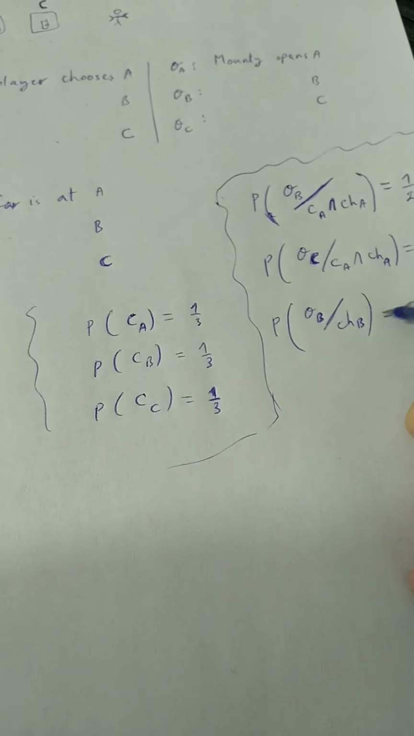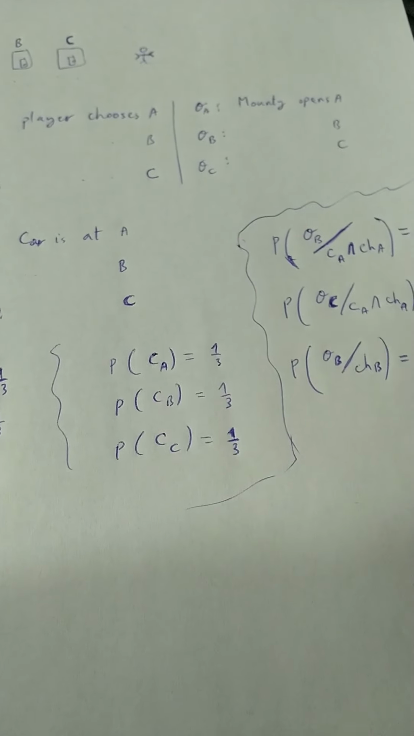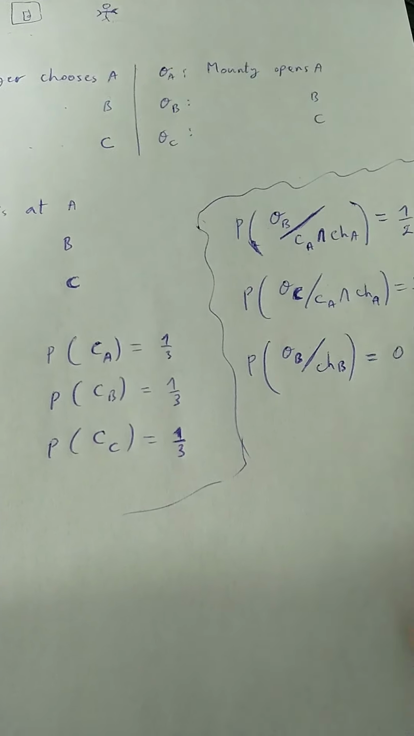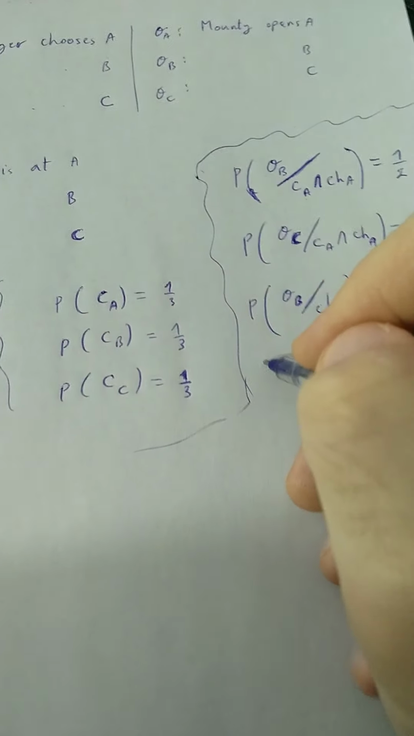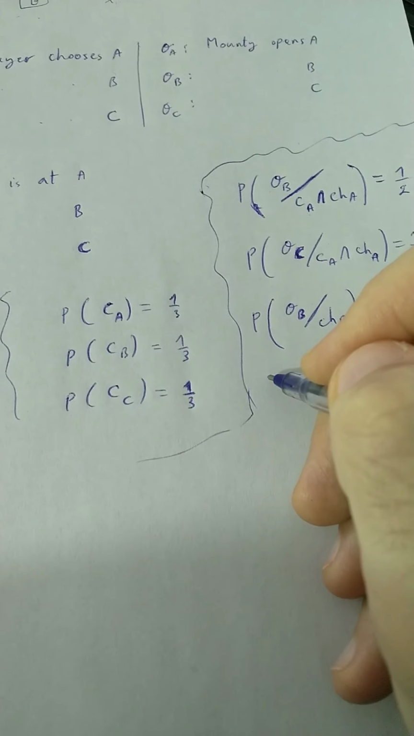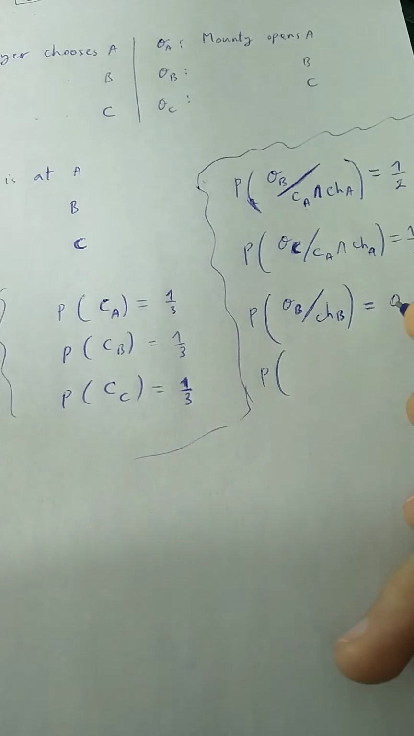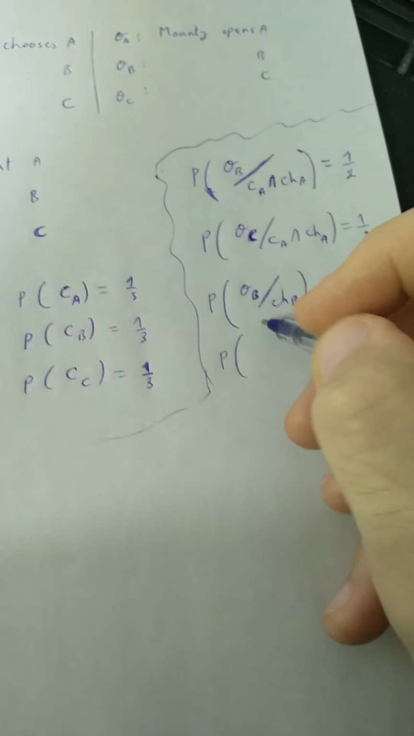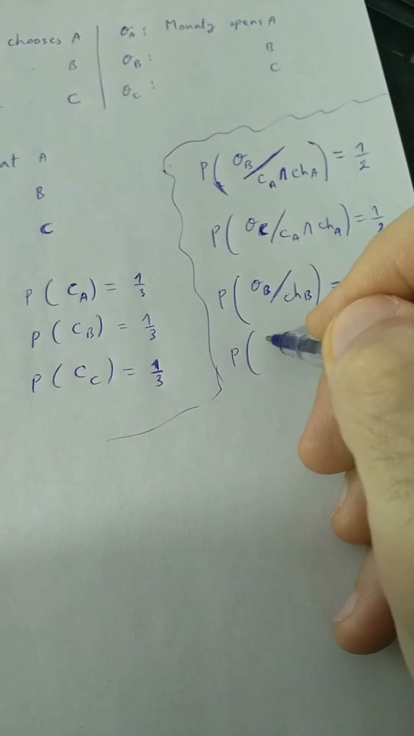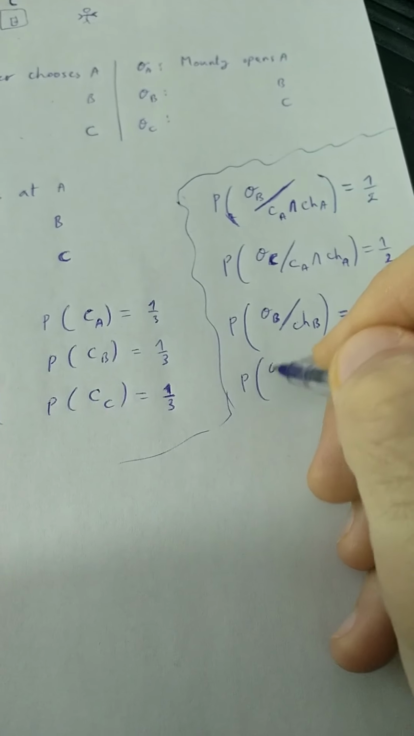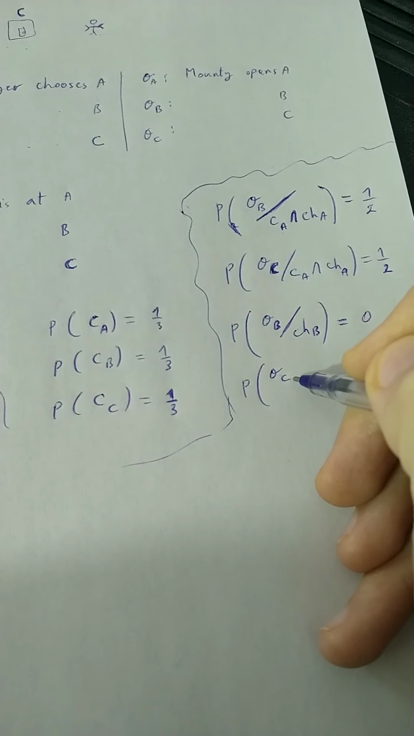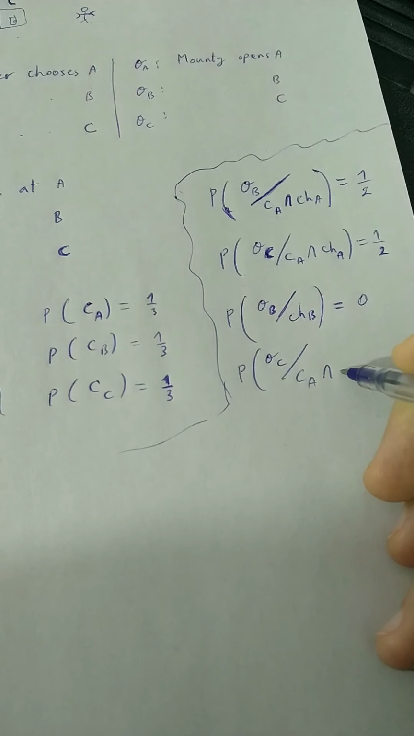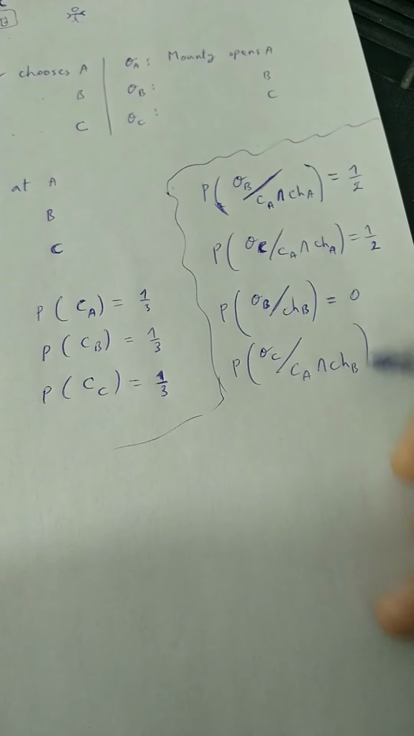This would be, Monty would never open it. Okay, it is 0, and I don't think that we're going to use this, but it's mentioned, not a big deal. What is the probability that Monty opens C such that the car was at A and you've chosen B?